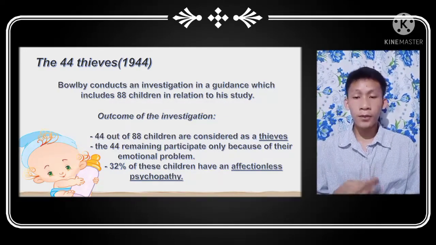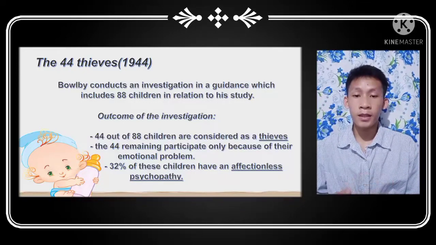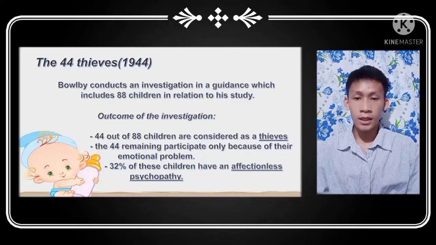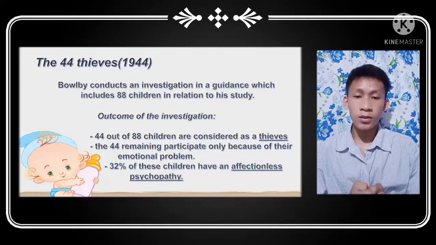And the 44 remaining only participated because of their emotional problems but did not commit any crime, just like the other 44 children. Based on the percentage, 32% of the 88 children were considered as having affectionless psychopathy. It means that they do not care about or feel affection for others.